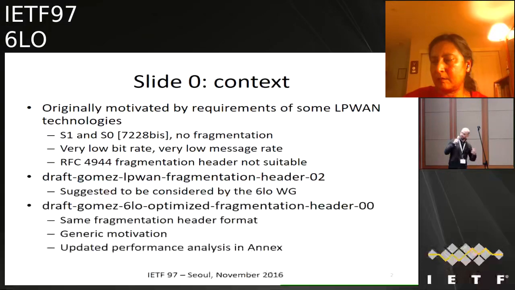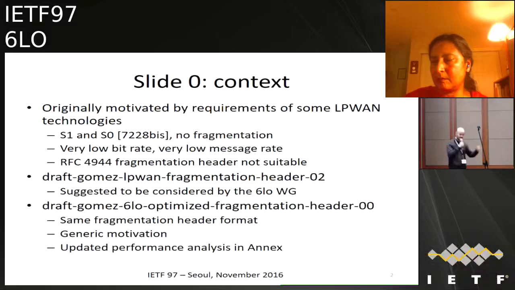The point is that this work was originally motivated by the requirements of some LPWAN technologies with really constrained layer 2 MTU. In addition, some of these technologies don't support link layer fragmentation. And we found that the original 6LoWPAN fragmentation header was not suitable, incurring high overhead, or even in some cases, it's not really possible to use it to enable the IPv6 MTU requirement over these technologies. So that's why we developed a more lightweight fragmentation header.